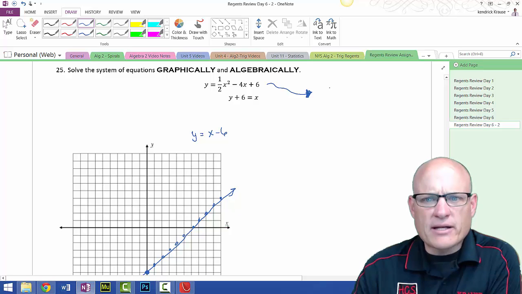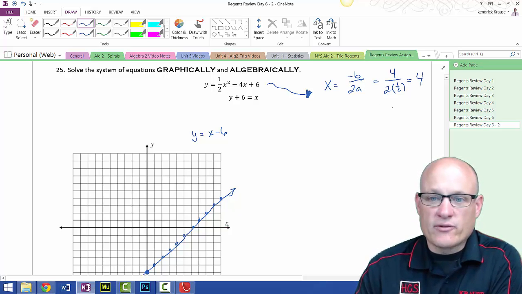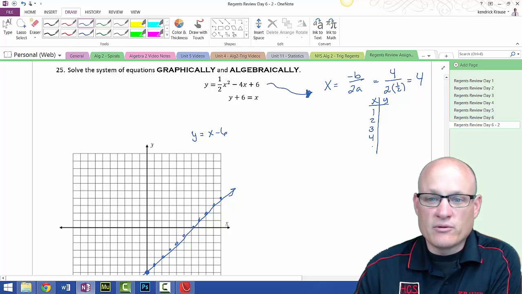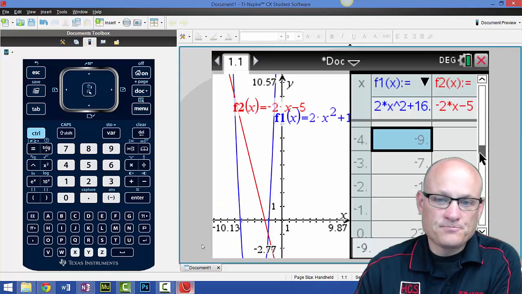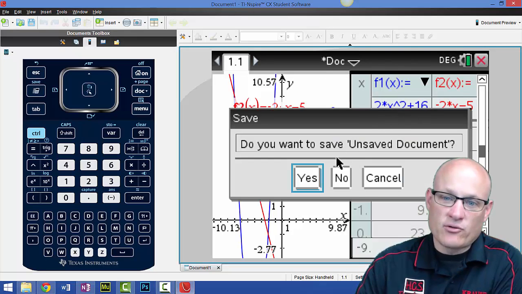All right, let me get back to math. First, we're going to do the axis of symmetry. I get x equals -b over 2a. So that's +4 over 2 times 1/2. And this is just 4 over 1, which is just 4. So I know that in the center of my table, x and y, I'm going to have a 4. So this will be 3, 2, probably 1, and then this will be 5, 6, and 7. Go to my graph.